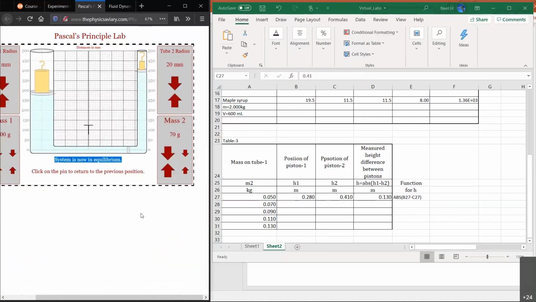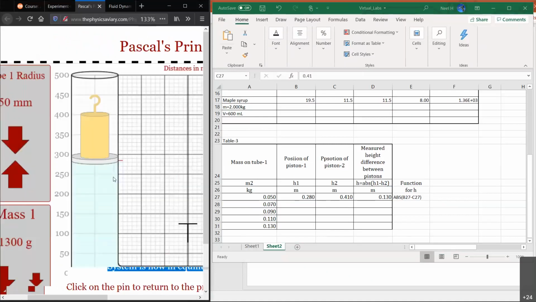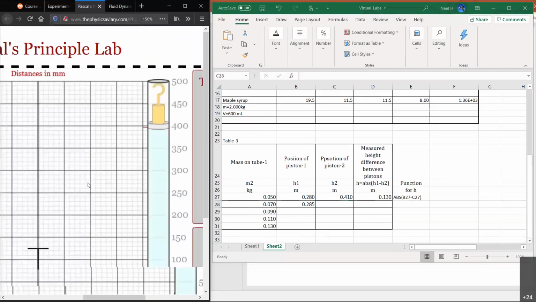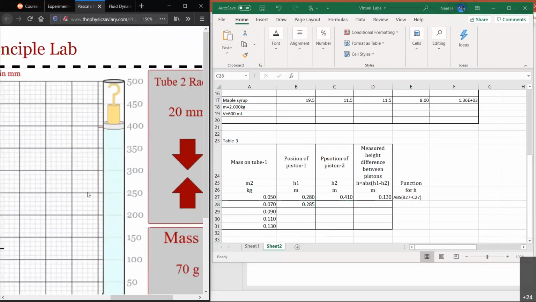So put it into 70, make it into equilibrium again. Read the H1. H1 is now 20, 250, 60, 70, 80. Now you can read that into 285, right? 0.285. And on the other side, I can read that now into 390 and between 400. I can read that into 0.395.